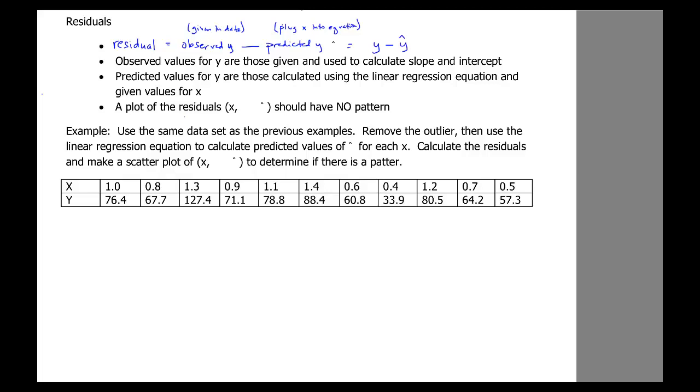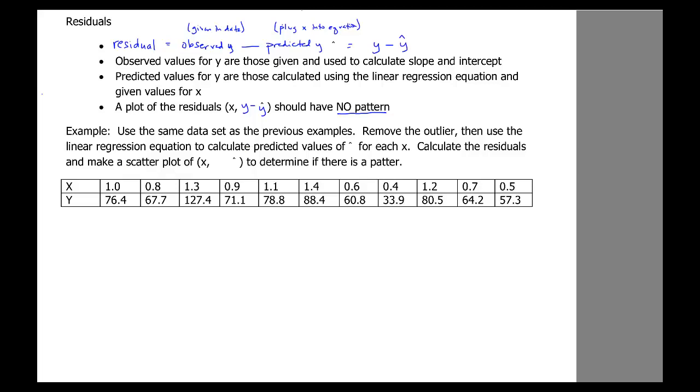What we're going to do after we calculate residuals is plot them. So plot x on your x-axis and then y minus y hat on your y-axis. And you're trying to make sure that they don't have any pattern. And there's some pictures in your book that show patterns and no patterns that you can take a look at.